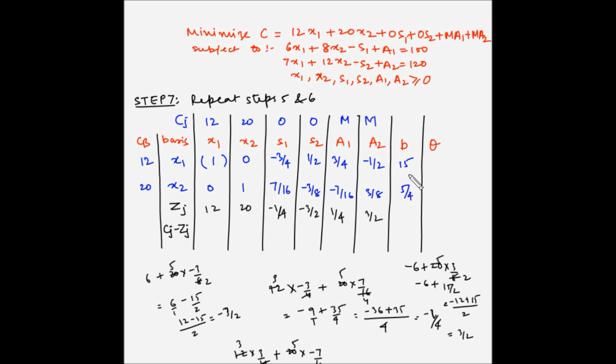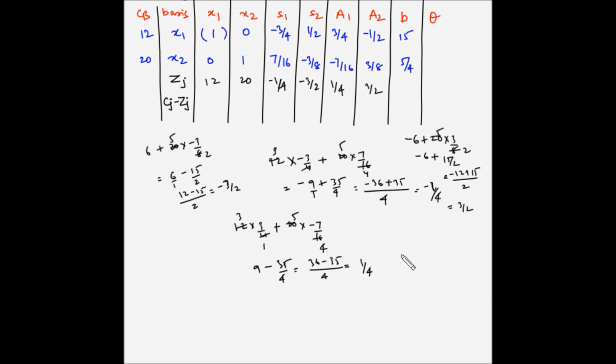Now for column B, 12 into 15 plus 20 into 5 by 4. 4 1s are 4, 4 5s are 20. 12 into 15 is 180 plus 5 5s are 25. So this becomes 205.